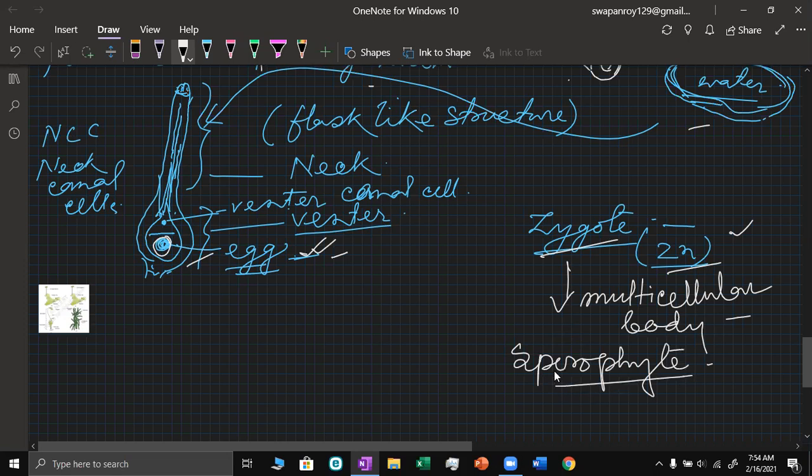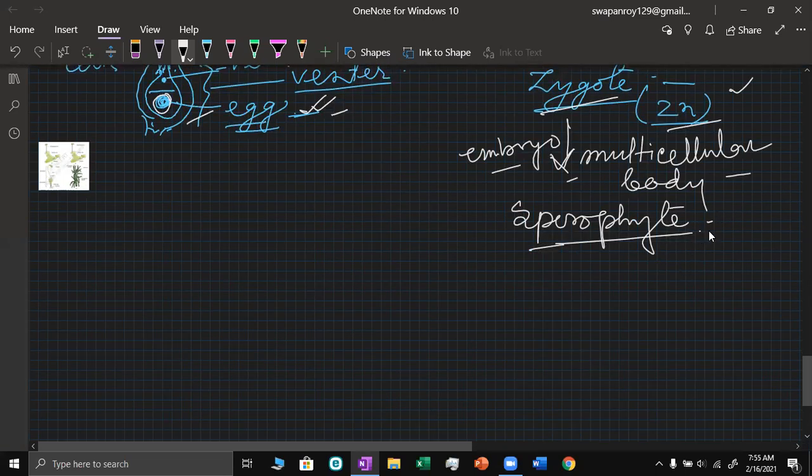Of course, during the development of the sporophyte, embryo formation takes place. So bryophytes belong to embryophytes. I think you remember that in algae an embryo is not formed. So this sporophyte is not independent.